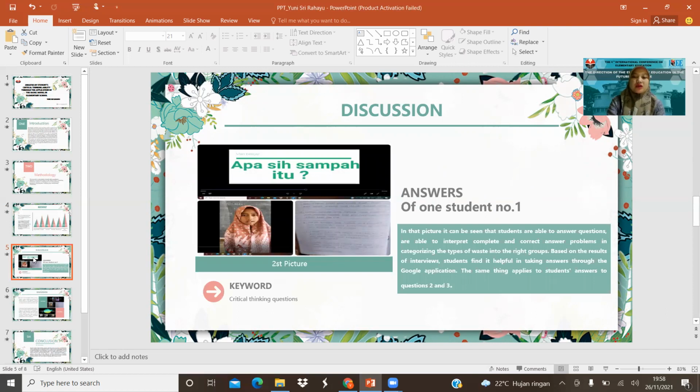Now, the answer of student number 1. In this picture, it can be seen that the student is able to answer the question, able to interpret completely and correctly, and answer the problem of categorizing the items into the right group. Based on the result of the interview, the student found it helpful to answer through the Google application. This applies to the student's answers to questions 2 and 3.